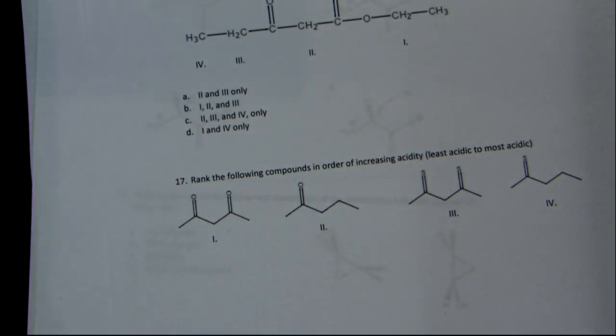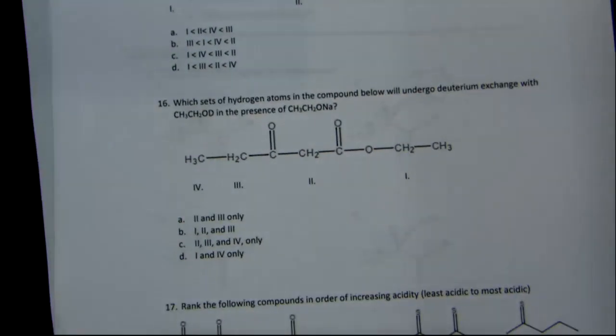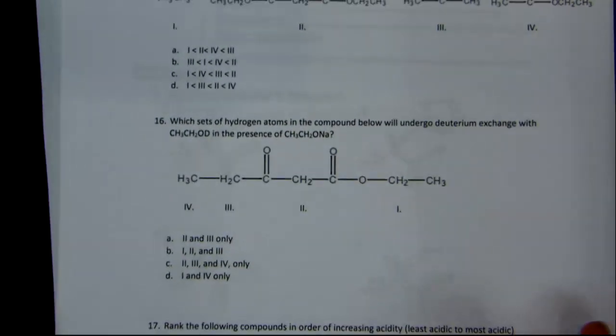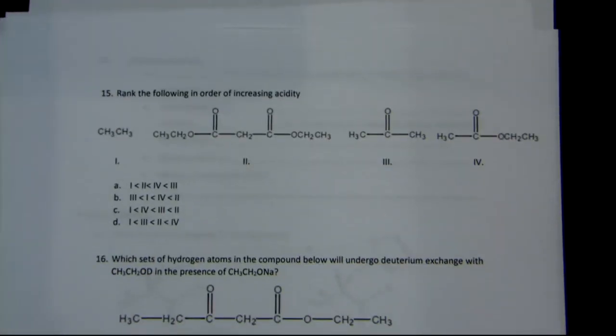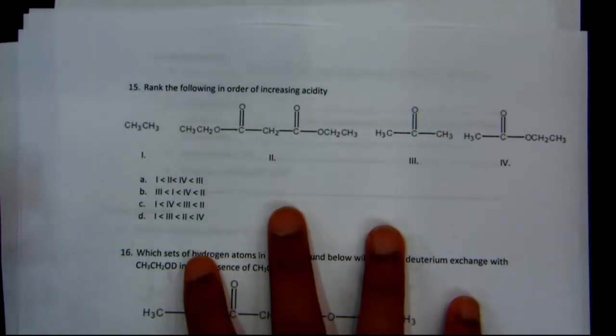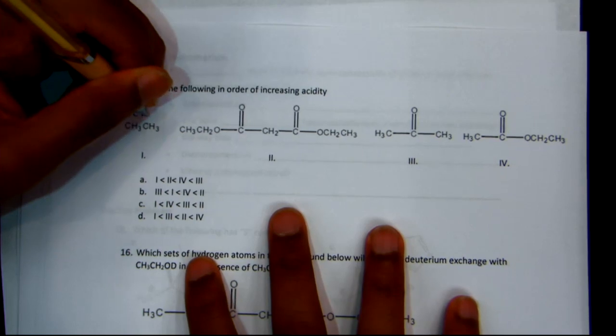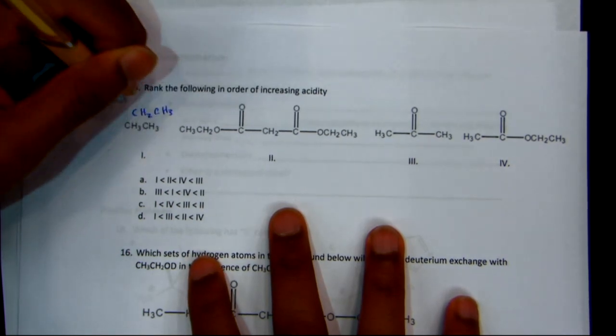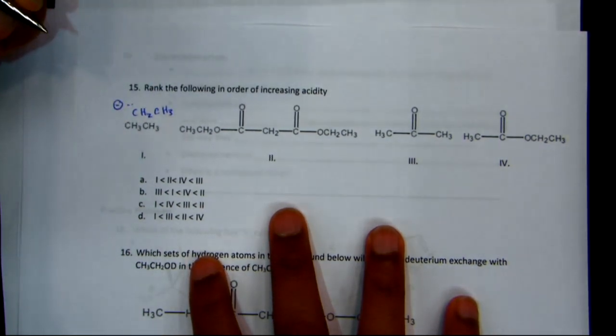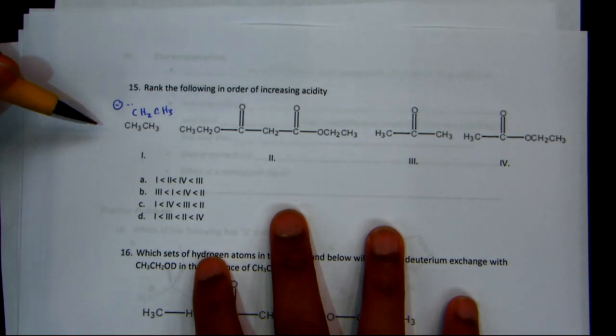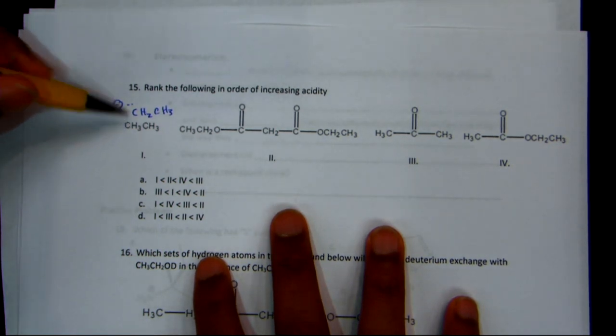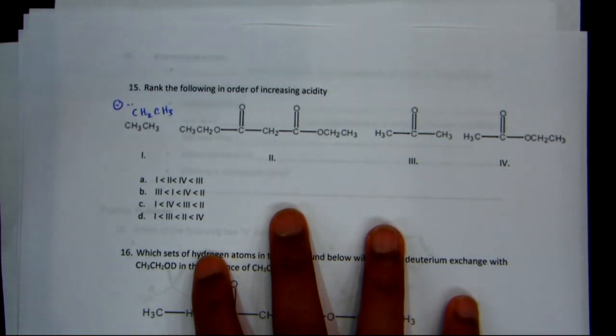All right, we're good. Okay, so let's rank the following in order of increasing acidity. So once again, look at the conjugate base. So we'll deprotonate everything. So this would have a CH2, CH3, negative charge. Is this stable? No, probably not. So this is probably going to be in the back of our list. So we can eliminate B.